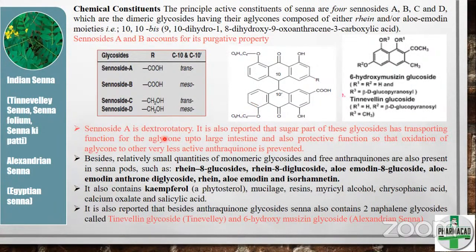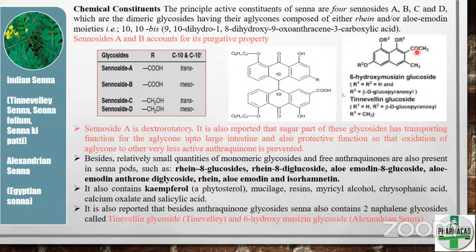Sennoside A is dextrorotatory. It is also reported that the sugar part of this glycoside has a transporting function for the glycone up to the large intestine, and also a protective function, so that oxidation of the glycone to other, much less active anthraquinones is prevented. Now, besides, relatively small quantities of monomeric glycosides and free anthraquinones are also present in senna pods. It also contains kaempferol.